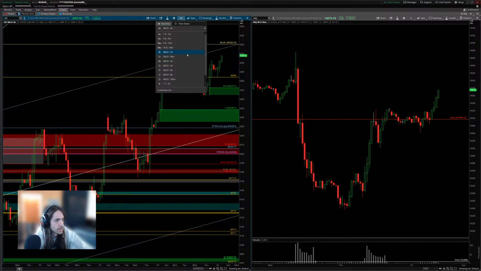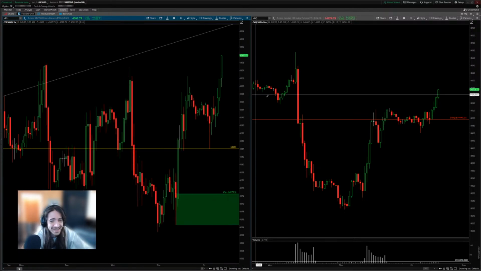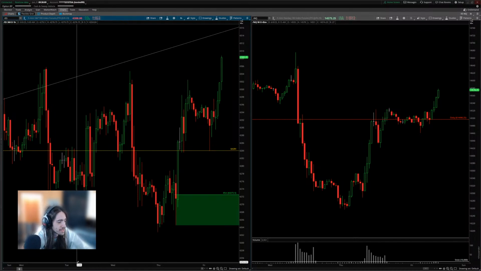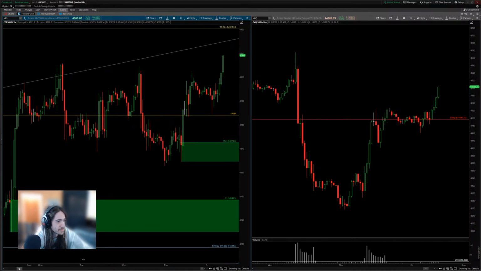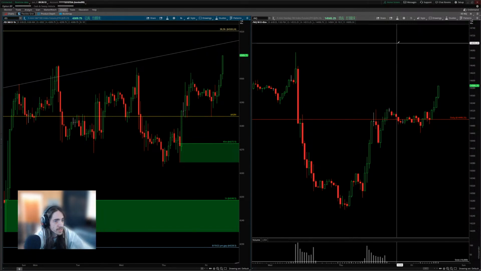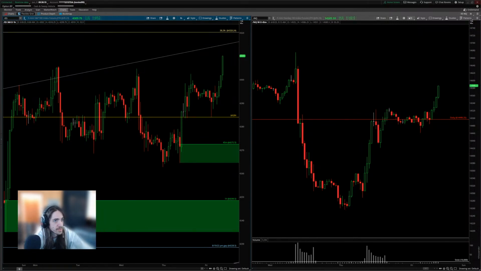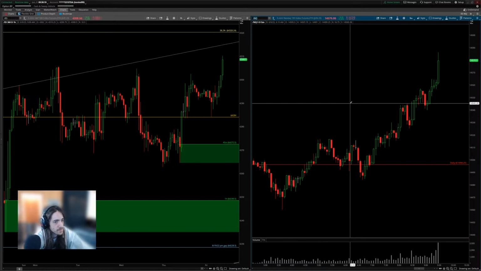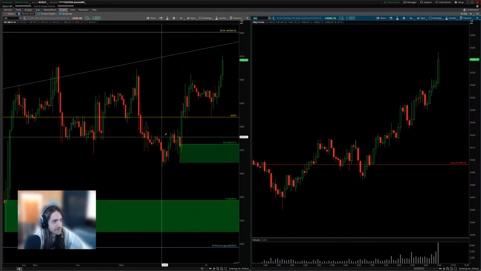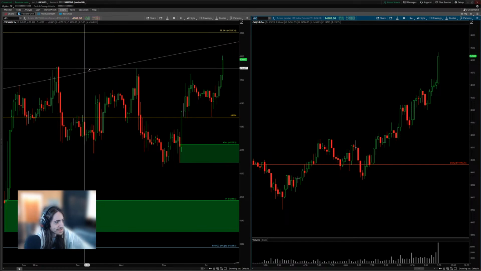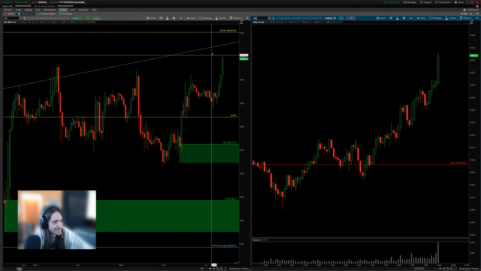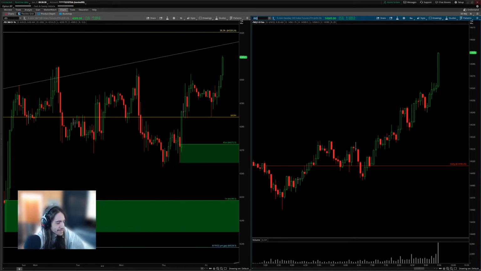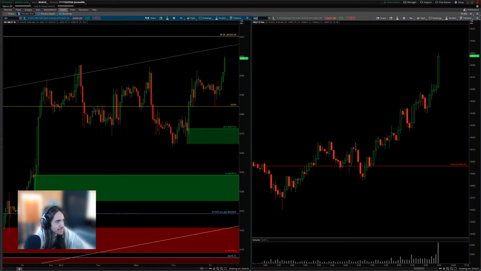See if we get a move coming out of open. Got a nice rally. Let's get the 5-minute on there for you guys. Definitely tough to not have any of my zones or anything. If it ain't one thing, it's another, guys. That's alright.